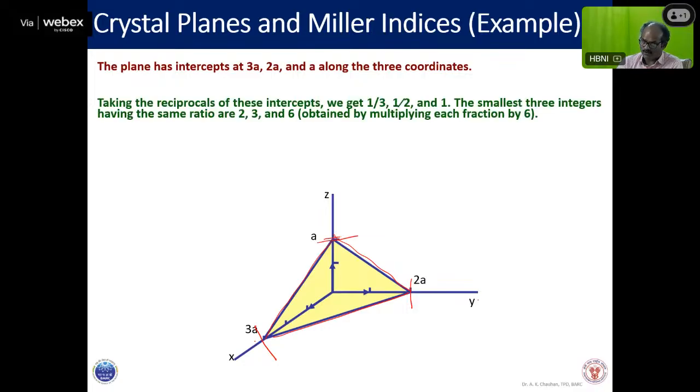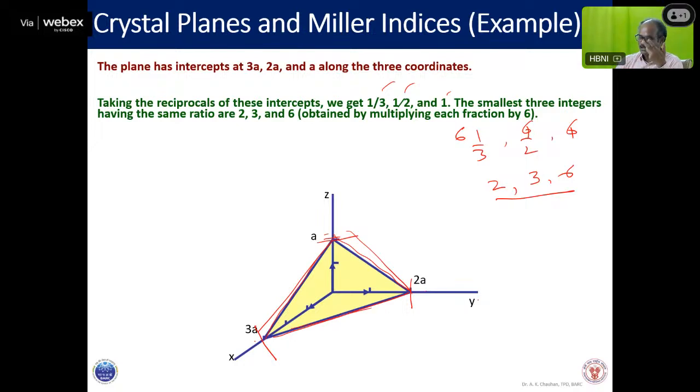So now what we have to do, this we know, we will just take the reciprocal. This is 3, it becomes 1 by 3; it is 2, it becomes 1 by 2; and it is a, so it becomes 1. And then we want to make it integer. So we want to multiply by something. If I multiply by 6, it becomes 2, 3, and 6. So this plane will be (2, 3, 6).